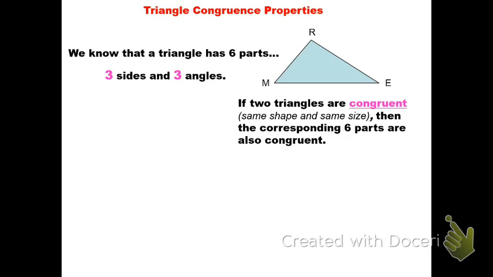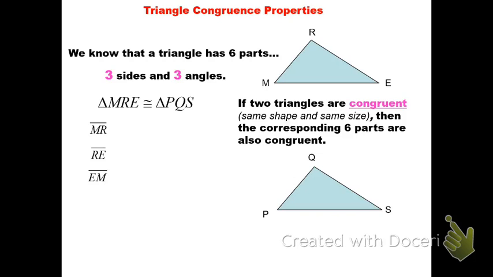Now if we have 2 triangles that are congruent, meaning they have the same shape and same size, then there are 6 pairs of corresponding parts that are also congruent. Here we have another triangle, PQS. If we're told the triangle MRE is congruent to triangle PQS, we can look at the 3 pairs of corresponding sides and the 3 pairs of corresponding angles.